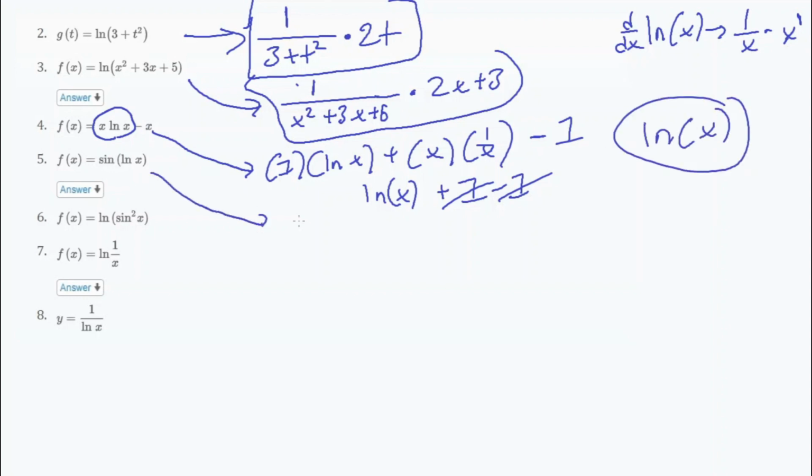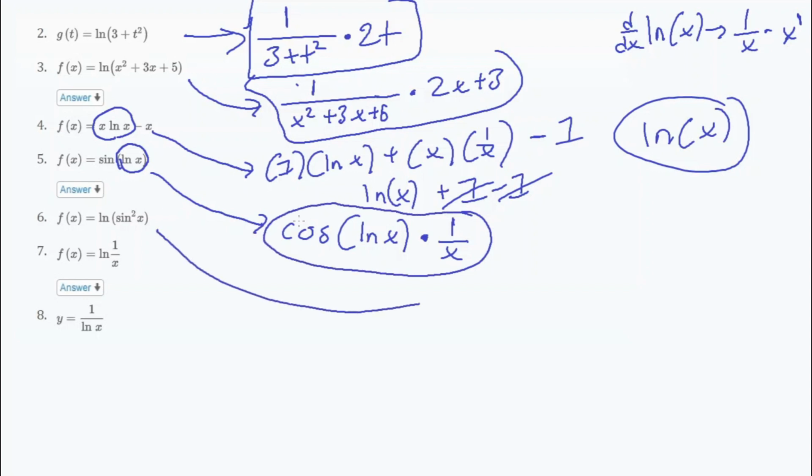And now let's take a look at sine of ln x. For this, we have to use the chain rule. We have to find the derivative of the outside and then work our way in. So the derivative of sine is going to be cosine. We're going to have ln x on the inside, multiplied by the derivative of the inside, which is the derivative of ln x. That's going to be 1 over x. And that would be our final answer.